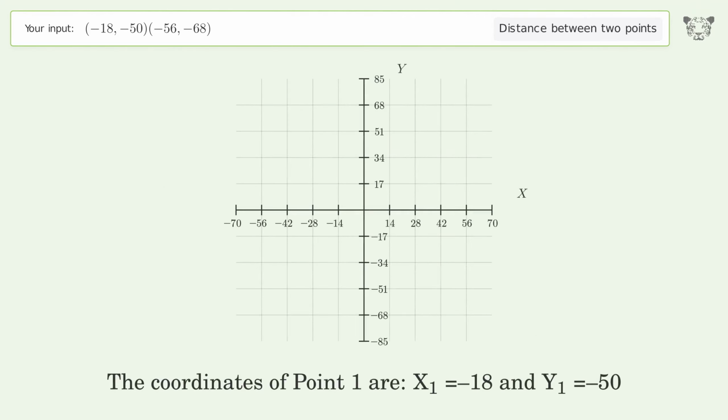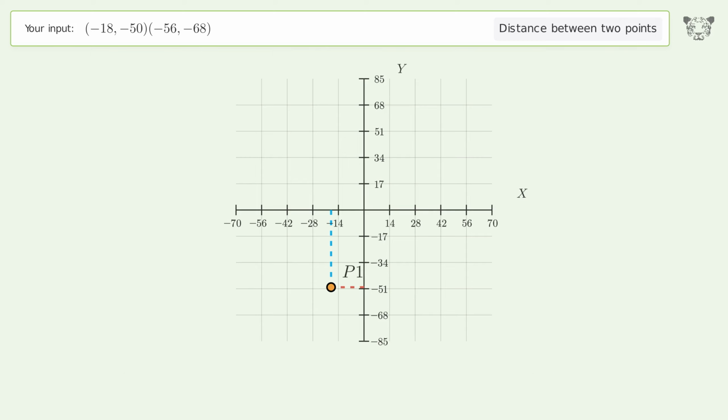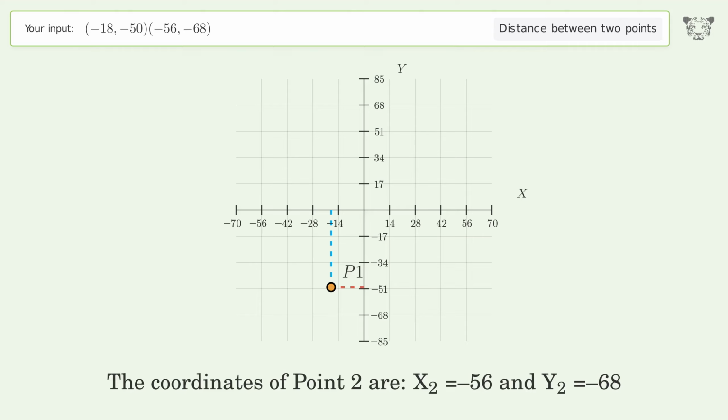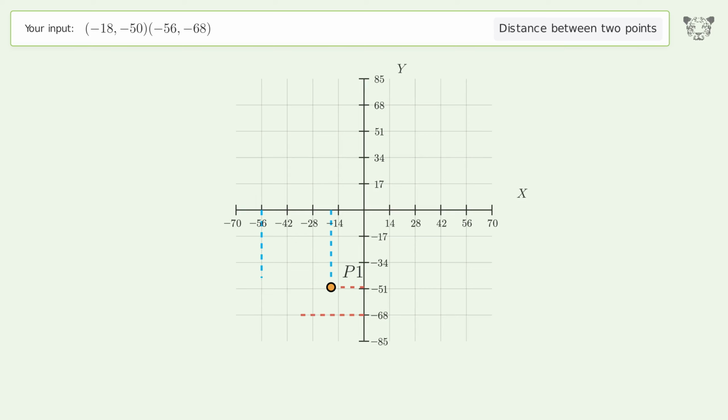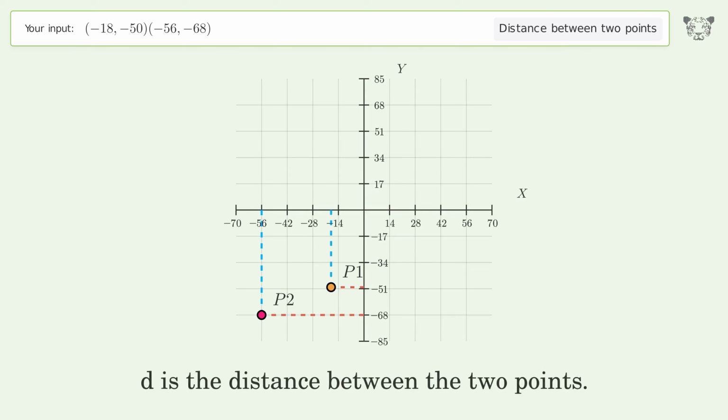The coordinates of point 1 are x1 equals -18 and y1 equals -50. The coordinates of point 2 are x2 equals -56 and y2 equals -68. D is the distance between the 2 points.